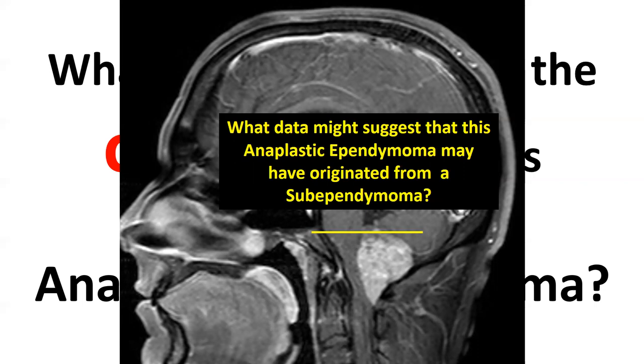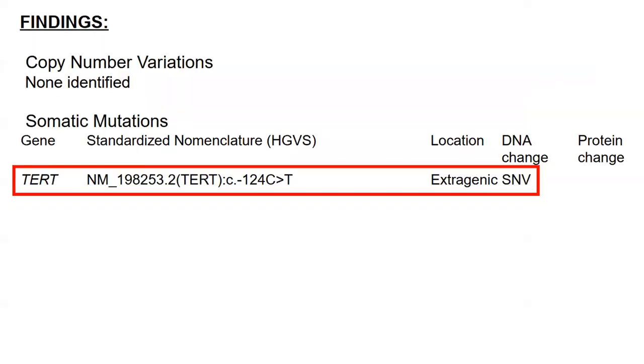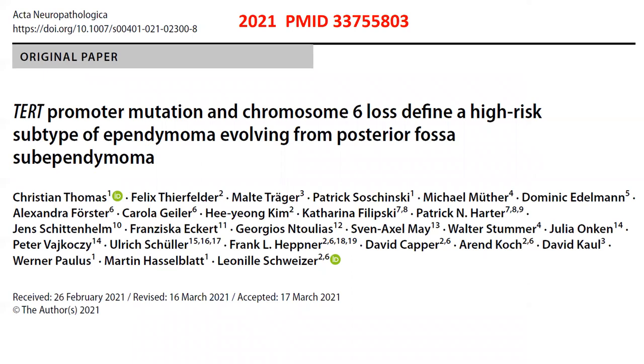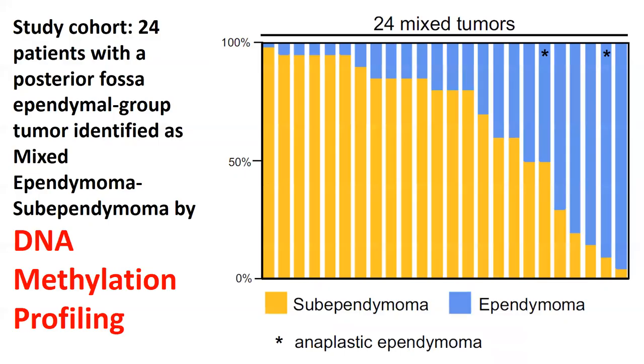What data do we have? This data, TERT promoter mutation. Based on what? Based on a paper that came out 3 months ago in Acta Neuropathologica, high impact journal. TERT promoter mutation and chromosome 6 loss define a high risk subtype of ependymoma evolving from posterior fossa subependymoma. All right, now listen, let's look at this paper.